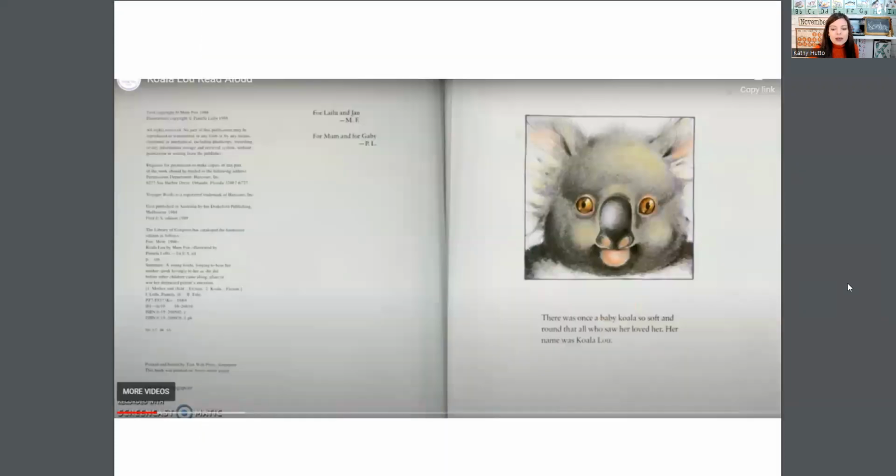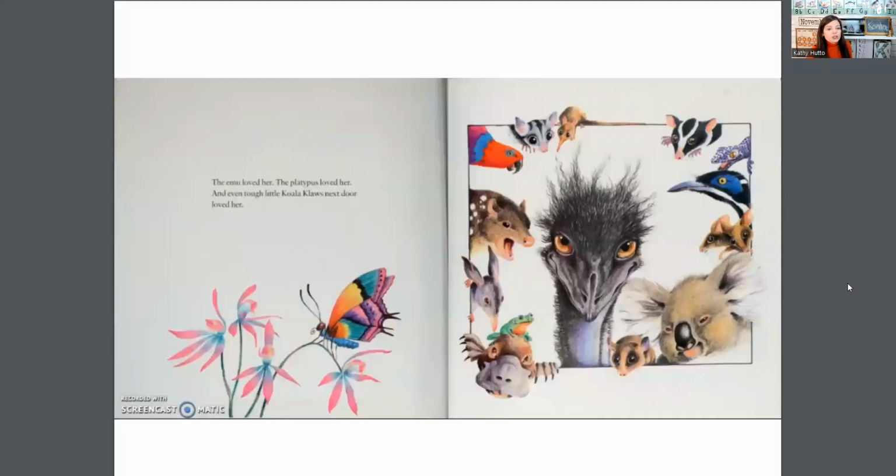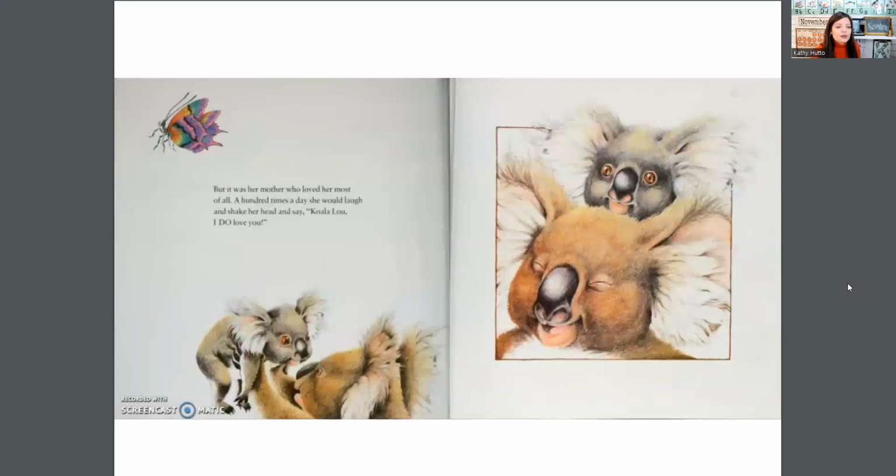There was once a baby koala so soft and round that all who saw her loved her. Her name was Koala Lou. The emu loved her, the platypus loved her, and even tough little Koala Claus next door loved her. But it was her mother who loved her most of all. 100 times a day she would laugh and shake her head and say, "Koala Lou, I do love you."